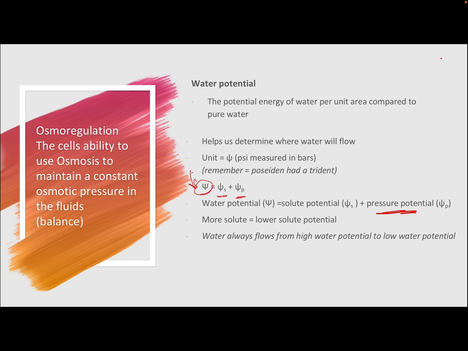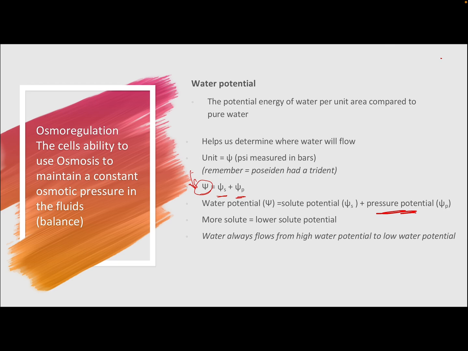If you can imagine a cell getting filled with more and more water, you get this pressure building up. Animal cells can actually have so much pressure that they burst. Plant cells don't, because they have cell walls to protect them. So you have those two components, solute and pressure, that have to do with the water potential. Water is always going to flow from an area of high water potential to an area of low water potential.